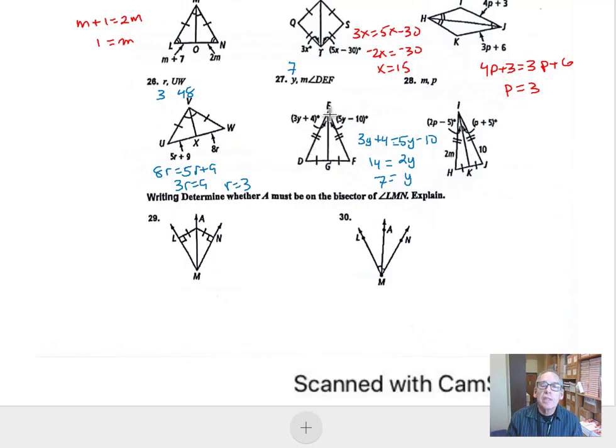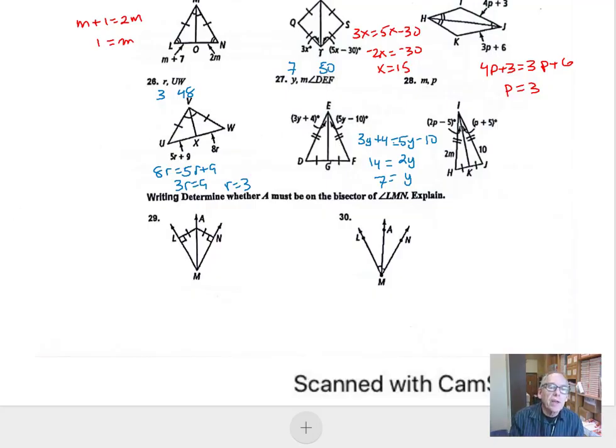DEF, which is this large angle at the top, is going to be twice the measure of each one of these bisected pieces. So we have 3 times 7, which is 21, plus 4 makes 25. Twice 25 makes 50. So the measure of angle DEF is 50.